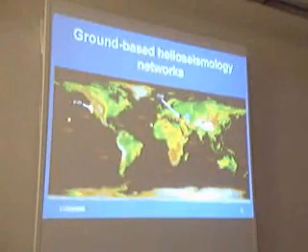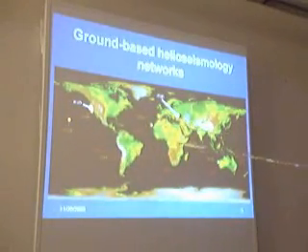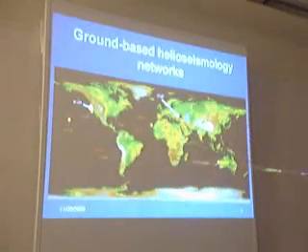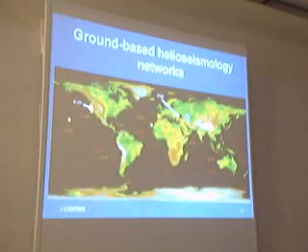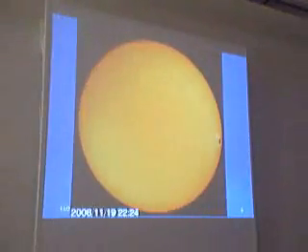And in parallel there is also a ground-based helioseismology network. They have 6 stations around the globe, in various places. They also observe the solar oscillations continuously for more than 10 years. But of course, the quality from space is much better.